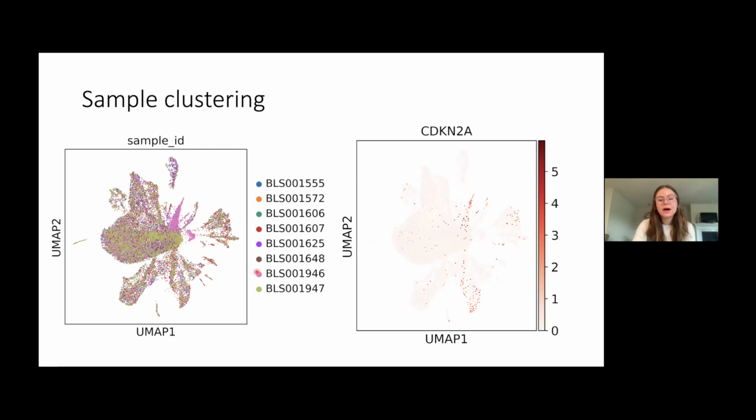And then we also wanted to look at P16 or CDKN2A expression in these cell types. We also saw some highly expressed P16 in those areas as well, which is interesting. This is something that we want to look into more in the future, to see if there's some difference in this disease sample versus the normal.